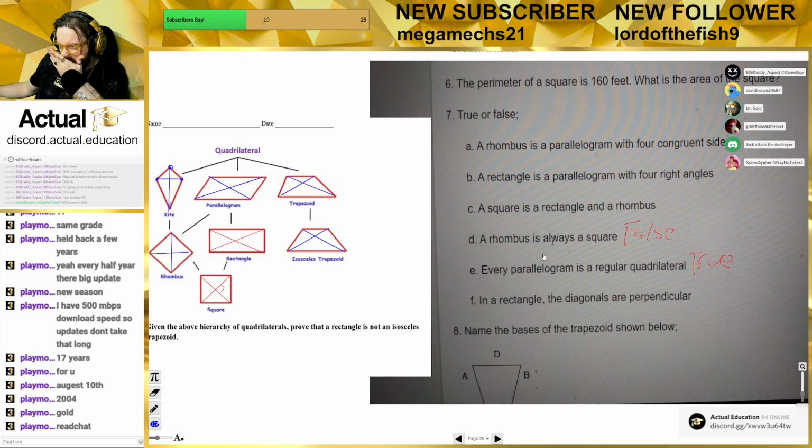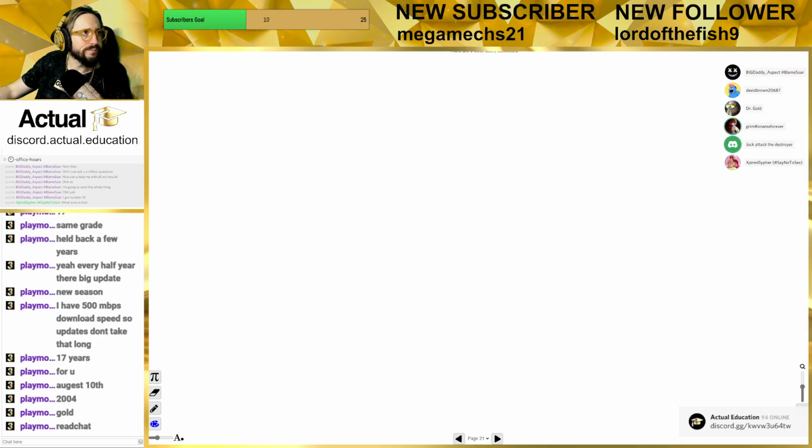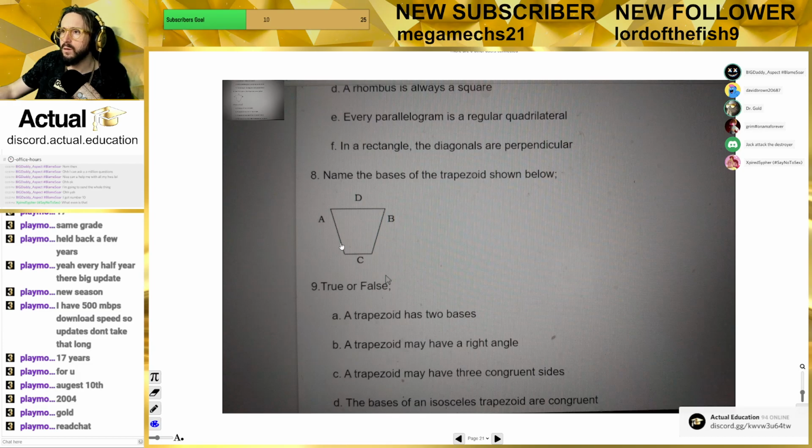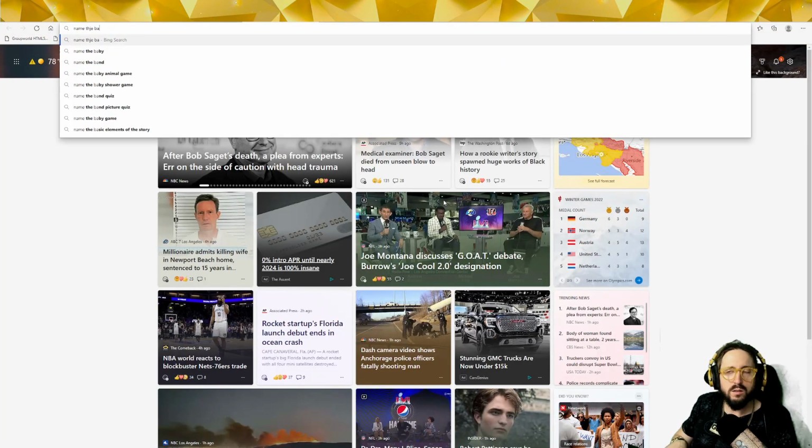Okay, cool. Name the bases of the trapezoid below. Dude, what the fuck? What is that? I don't know. Wait, there are names to the bases of the trapezoids? Really? No idea. Name the bases of the trapezoid?